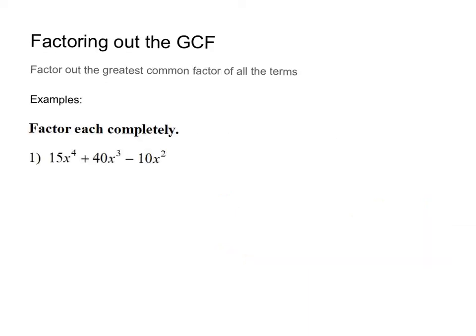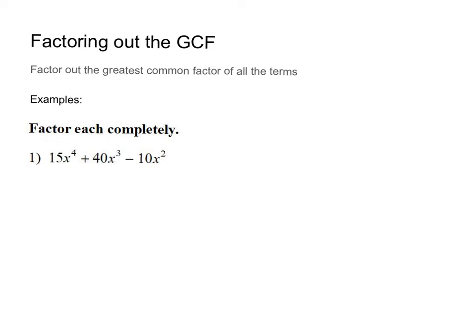Okay, so the first step in factoring is going to be to check if there's a greatest common factor. This is always going to be your first step because it'll make something that looks really ugly, or has really big numbers or a lot of variables, a whole lot easier to work with. For example, if we have 15x to the fourth plus 40x cubed minus 10x squared, we want to look for both a numerical and a variable common factor.